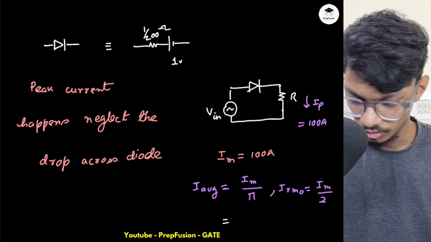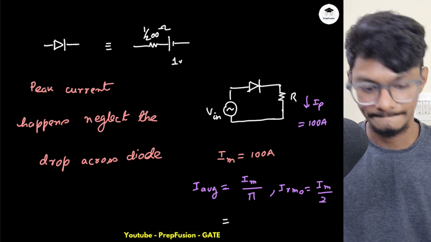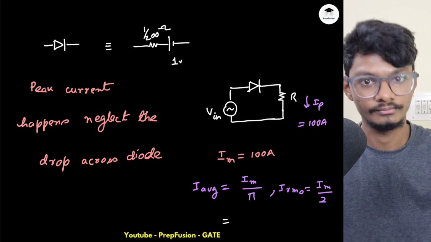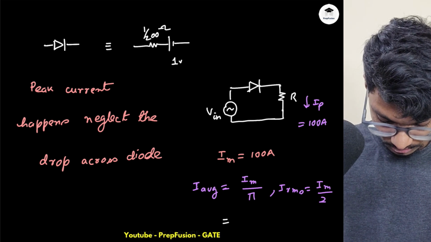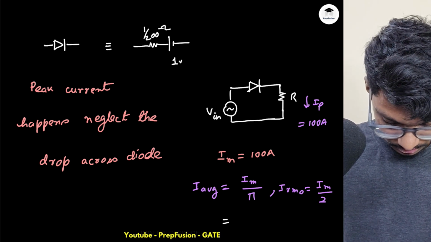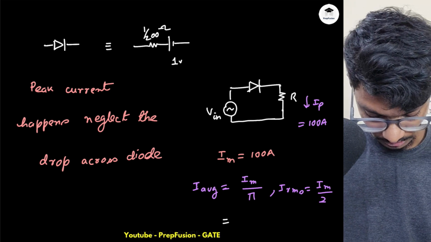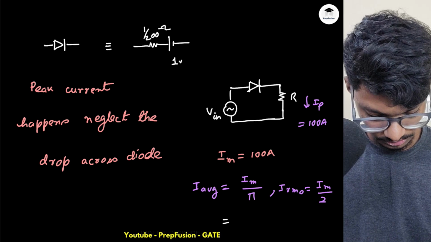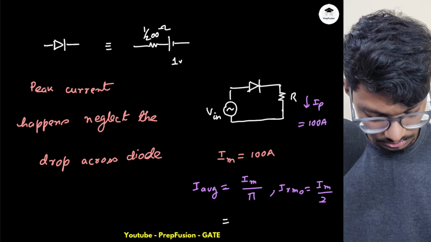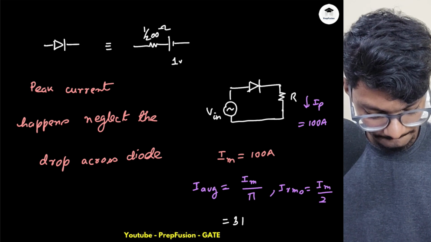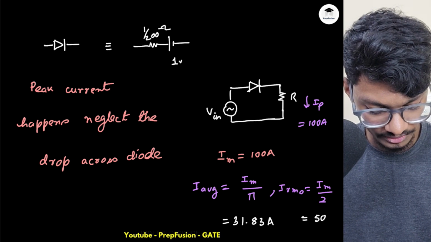So my I average will be 100 upon pi. Let me quickly compute 100 upon pi. It will be somewhat 31.83, something like that. Yes, 31.83 amperes, and I RMS will be 100 by 2, which is 50 amperes, right?